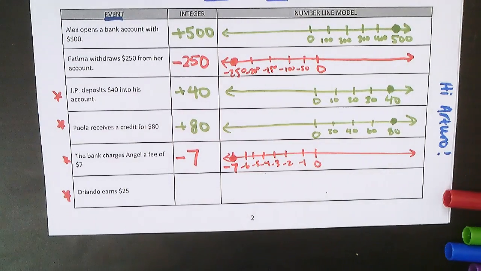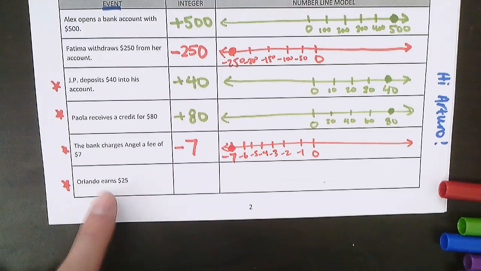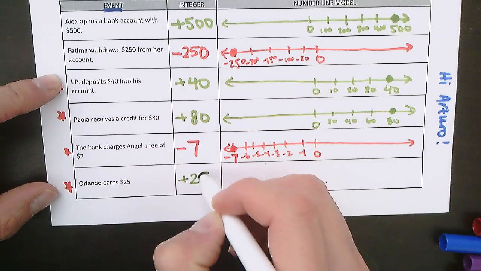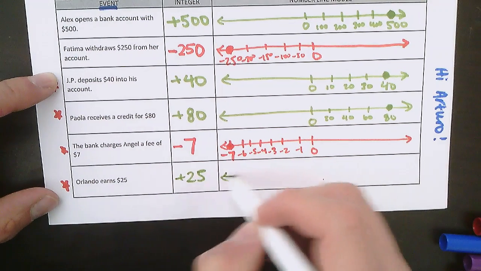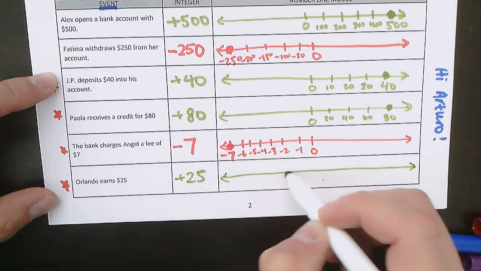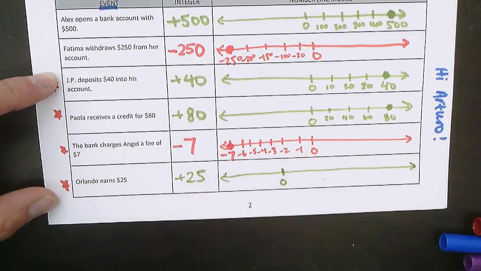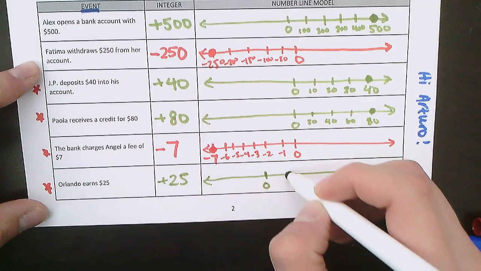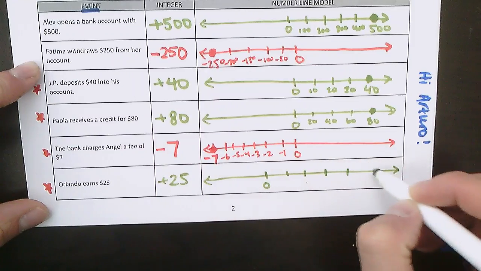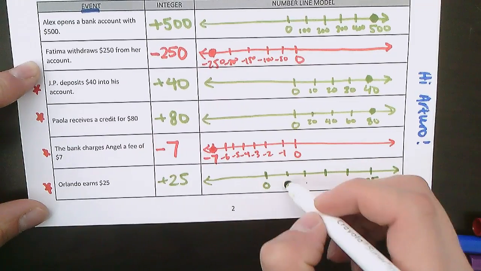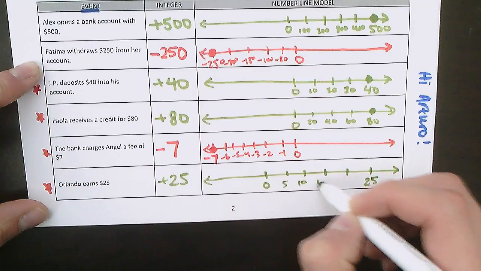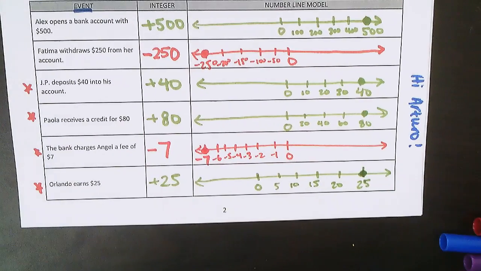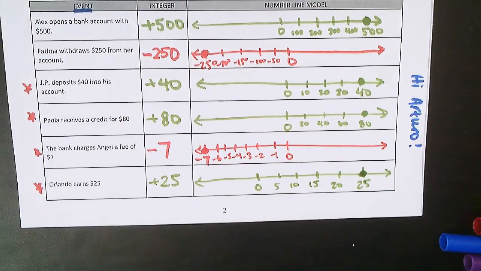And on to the last one. Orlando earns $25. Well, if you're earning money, you're getting more money. So that's a plus 25 for us. And let's draw a number line. I'm going to put my 0 here just so I can have more space for the positive numbers. And 25, I know that's divisible by 5, so maybe I can count by 5s. 5, 10, 15, 20, 25. It's right there. And if you got that one right, 3 more gold stars to you.